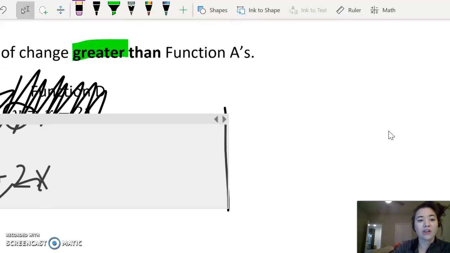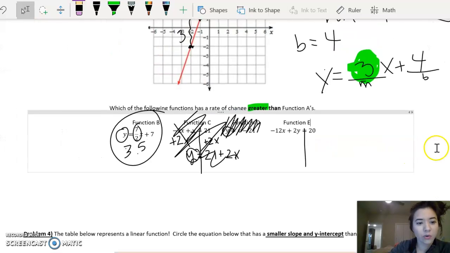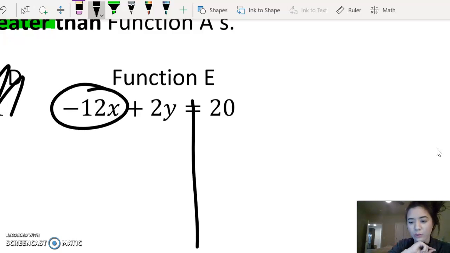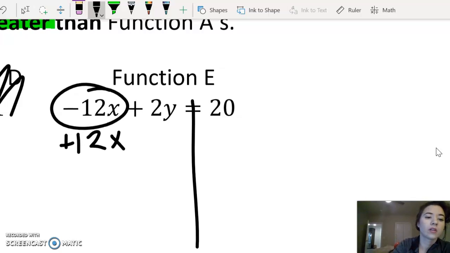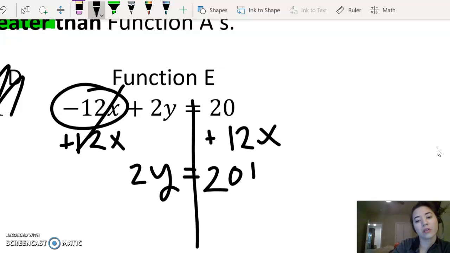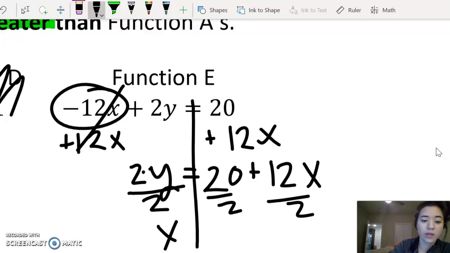All right, so again, let's go ahead and solve this for y. All right, so if we want y by itself, what do we got to move first? That 12x. How do I move a negative 12? Adding 12 to both sides. And we get 2y equals 20 plus 12x. Okay, y is not by itself yet. I have a 2 there. How do I move that 2? What's the opposite of 2 times x? To divide. So we get y equals 10 plus 6x.